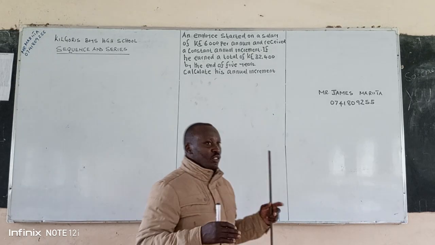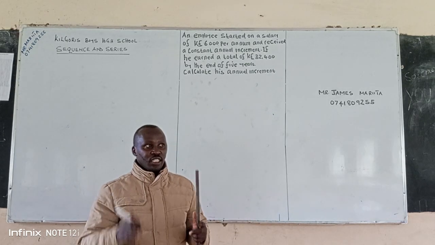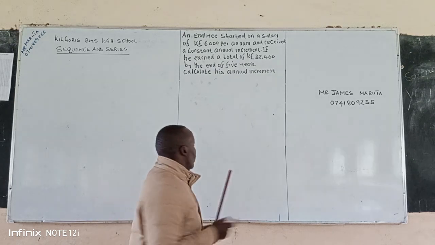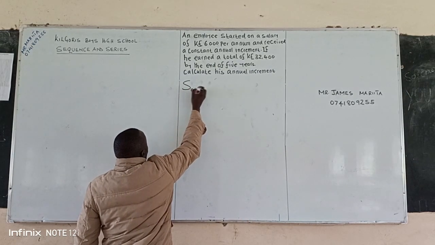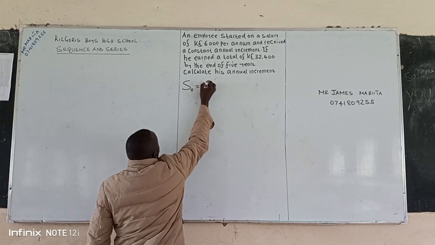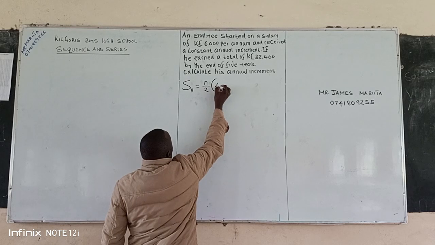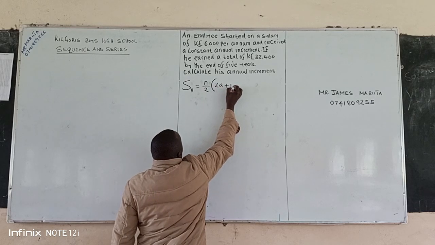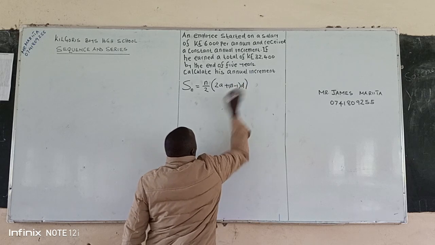So we need to compute the arithmetic progression formula for the sum. The sum of the arithmetic progression is Sn equals n divided by 2, then 2a plus (n minus 1) multiplied by d.